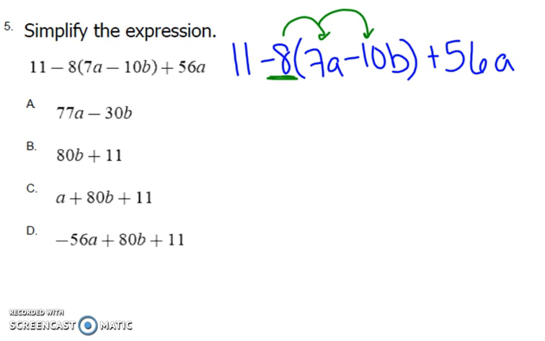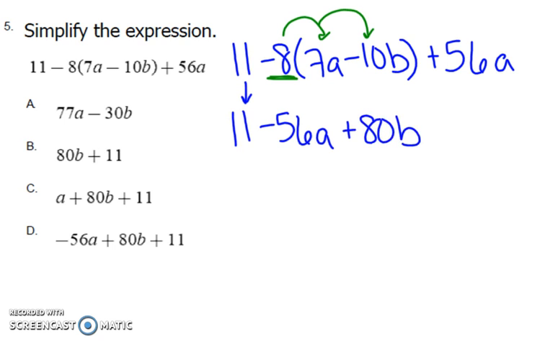We're going to distribute a negative 8 through. I'm not distributing to the 11, so I'm going to bring it down. Negative 8 times 7a is negative 56a. Negative 8 times negative 10b is positive 80b. And I'm just going to bring down the 56a because I didn't distribute to it.